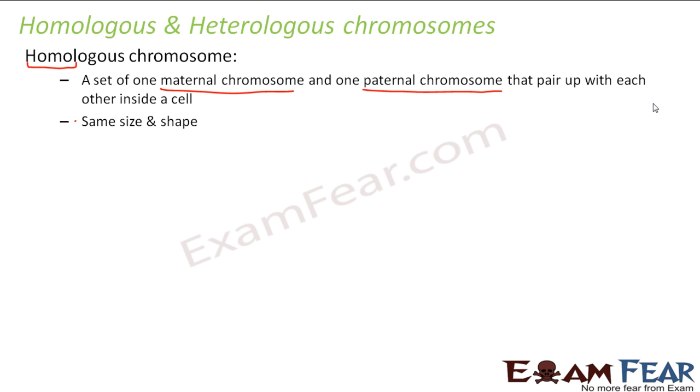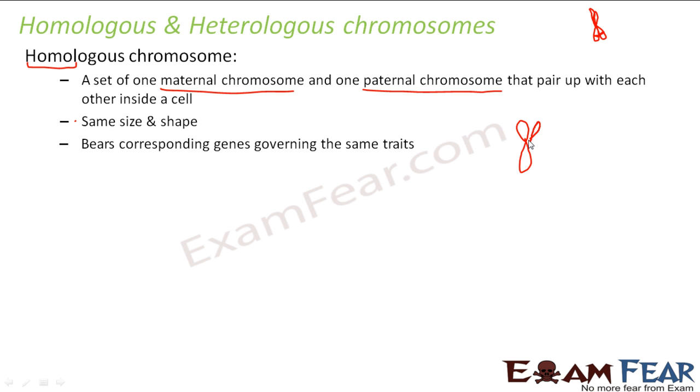So they are of same size and shape. Their form will remain the same. So such chromosomes are called homologous chromosomes. They bear corresponding genes governing the same traits. Now we know that when you look at the structure of a chromosome, on the chromosomes you have genes, right? And these genes actually control the different characters in our body. So when I talk about homologous chromosomes, they are somewhat like this. Let us suppose this is one chromosome, this is another chromosome, and here you have the genes located. So these regions of the two chromosomes are known as homologous regions, which code for the same gene. That means they both code for the same gene.